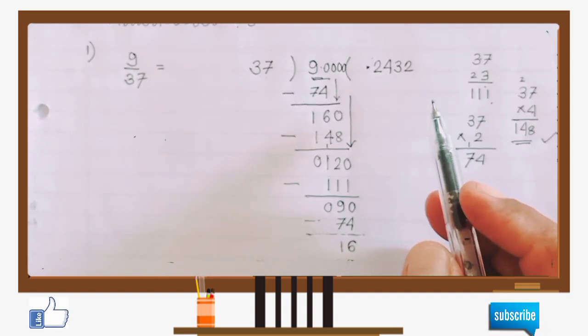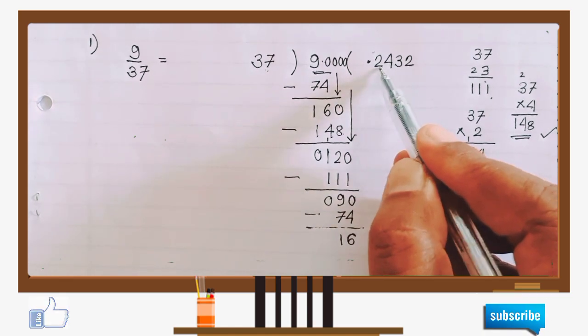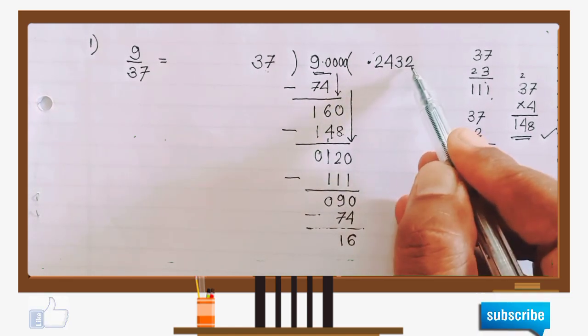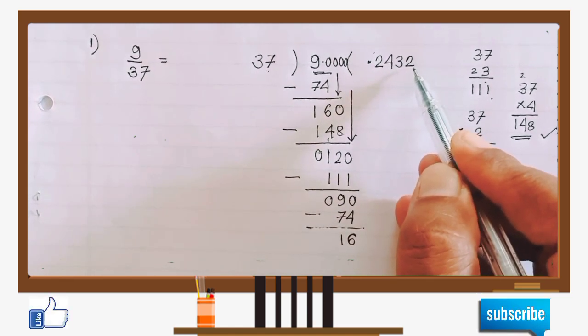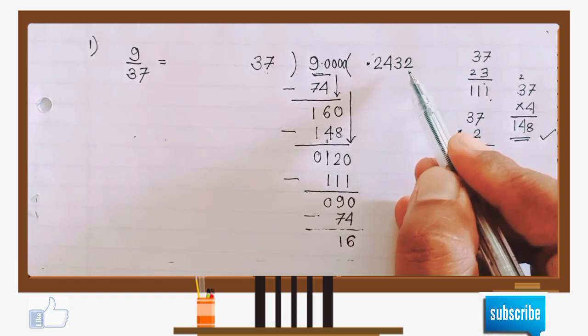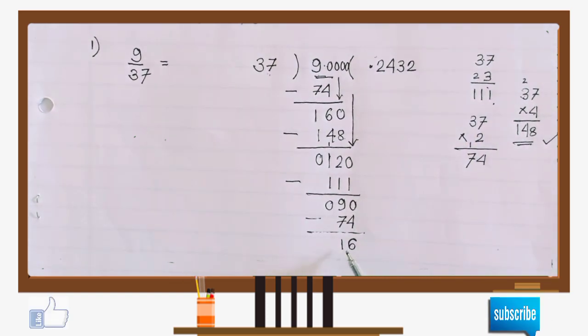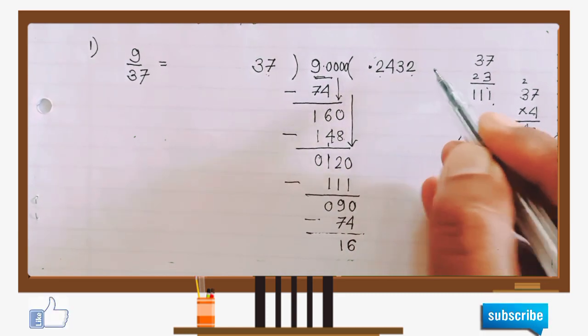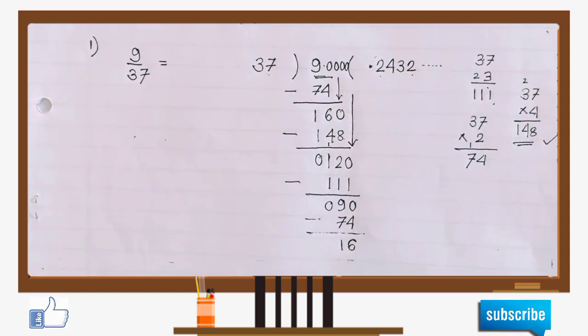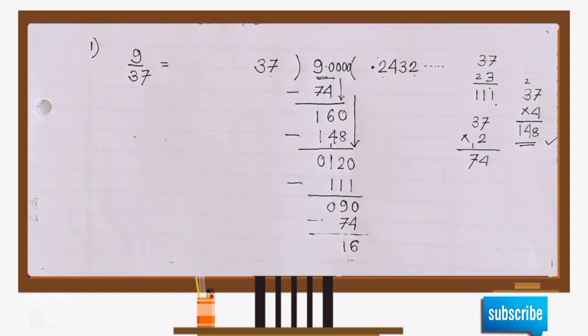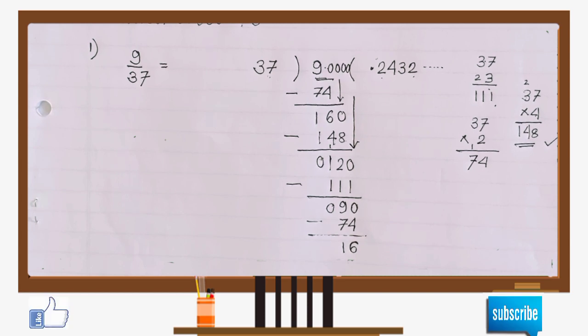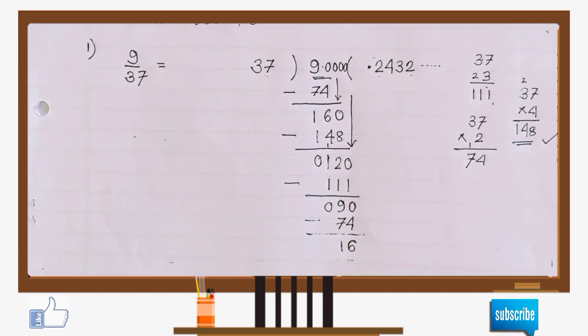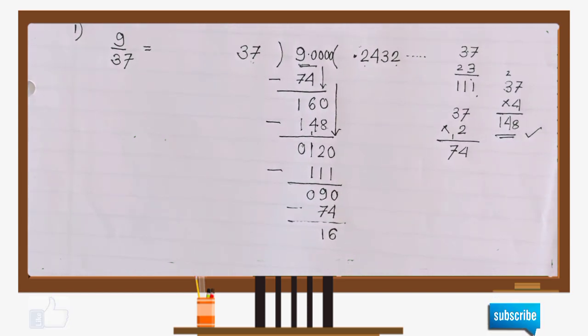Now you observe it very carefully. 2, 4, 3. After that again you will find that the 2 will come here. 90 minus 74 is 16. This is 2, again this is 2, and again this is 2. In this way, what will happen? The remainder 0 will not come, and the process of division will continue.